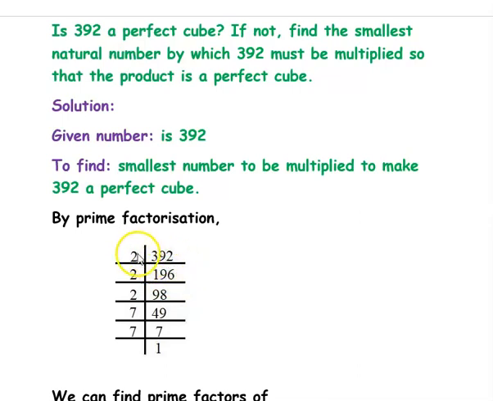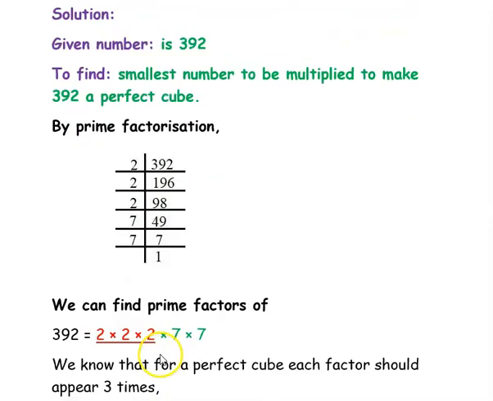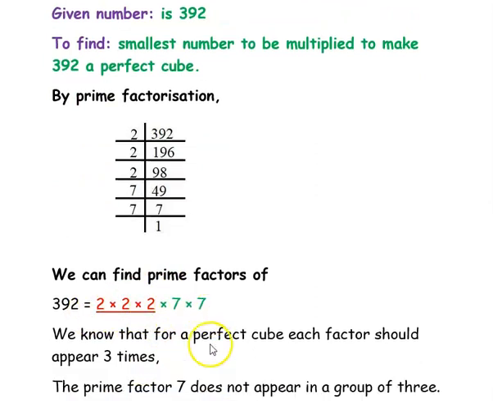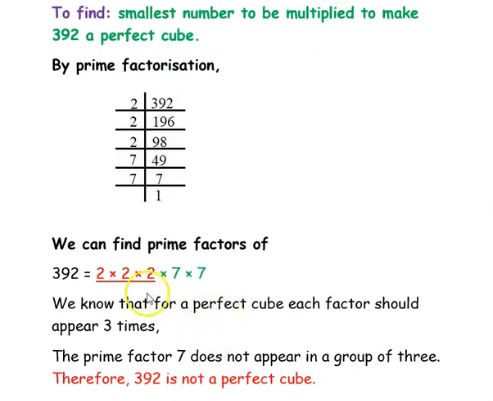First I am dividing by 2, so I am getting 196, which divided by 2 gives 98, which divided by 2 gives 49, 49 divided by 7 is 7, 7 divided by 7 is 1. So the prime factors of 392 are 2 into 2 into 2 into 7 into 7. We know that for a perfect cube, each factor should appear 3 times. Here the prime factor 7 does not appear 3 times. It appears only 2 times. So therefore we can say 392 is not a perfect cube.